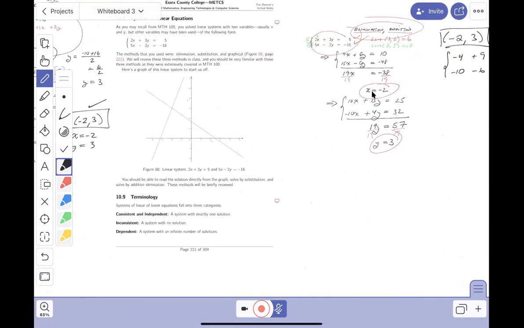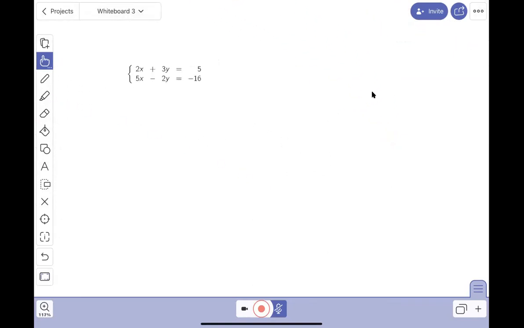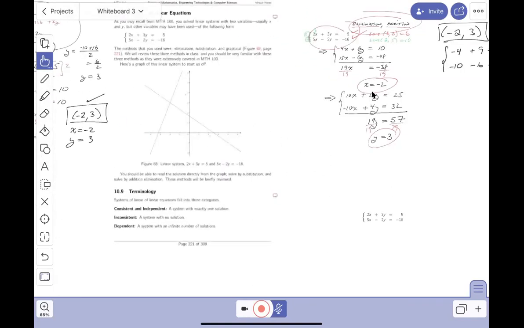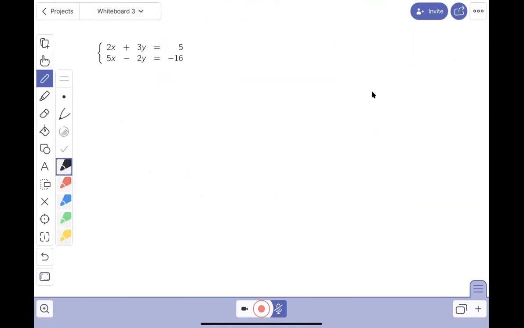The third method is the first method they used in Math 100. I'm going to pull this on the side again. I'm going to talk about what they did in Math 100. All right. They did what's called a graphical technique. Sorry about that. And I'll talk about that. They talked about graphing.